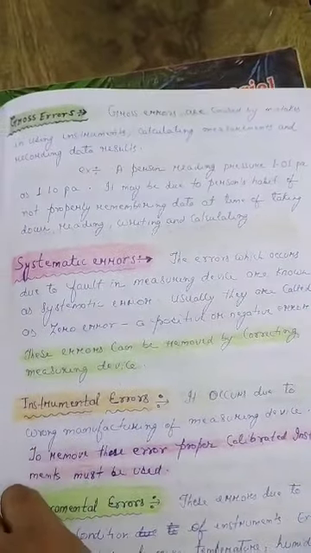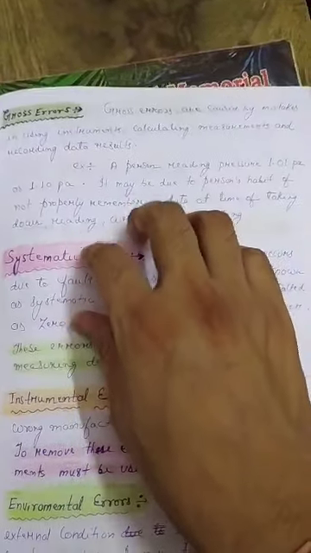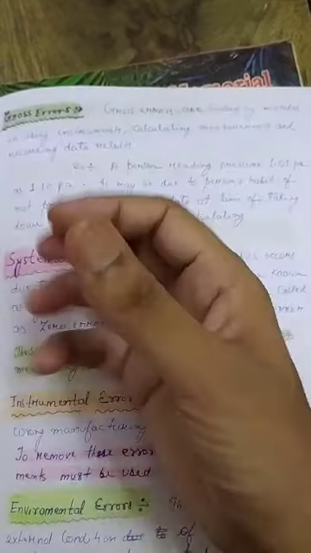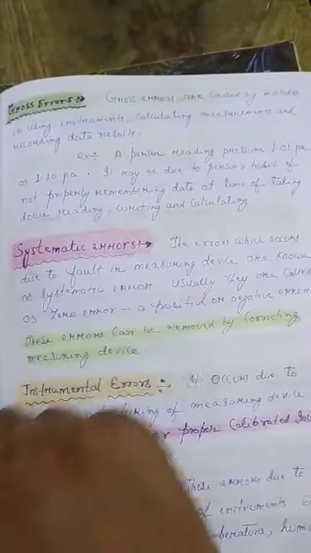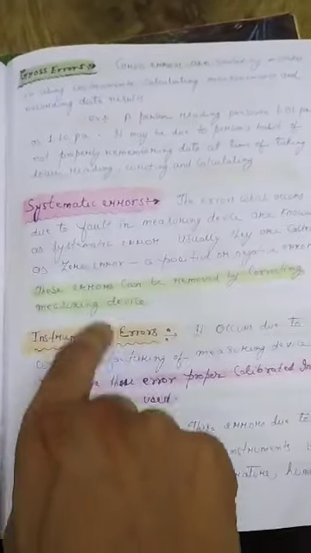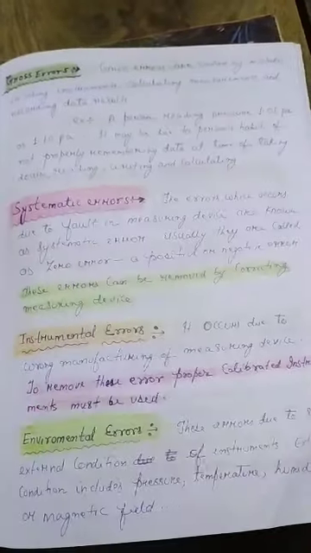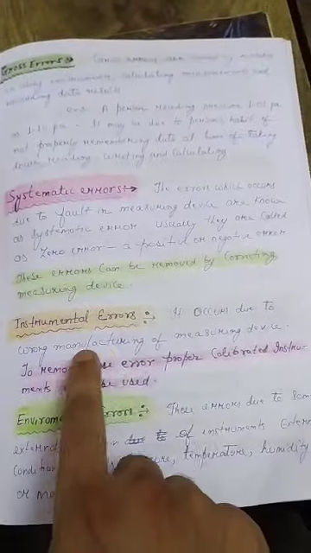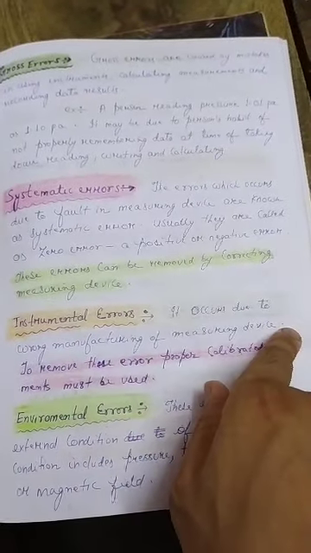Right? So systematic error is related to what? The measuring device, the device which you are using. How many types? 3 types. First is your instrumental error. Instrumental error is a type of what? Systematic error. It occurs due to wrong manufacturing of the measuring device.